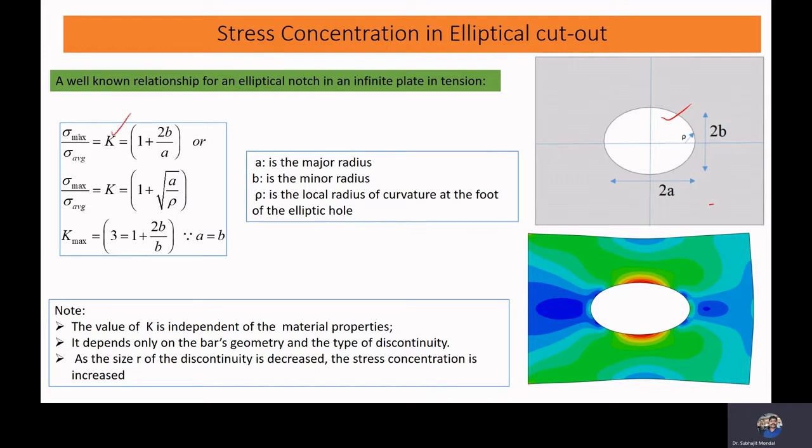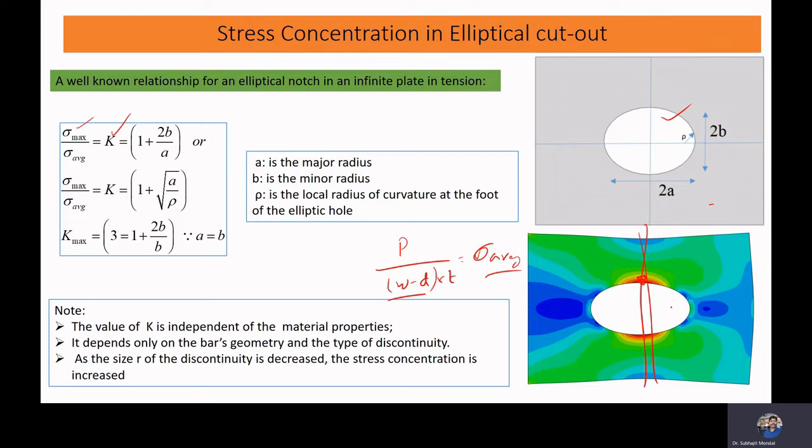Stress concentration factor K is equal to the maximum stress occurring in this zone divided by the average stress occurring here. Average stress is basically the total load P divided by (W minus D) times T, where D is the diameter of the hole. That is the average stress, sigma average. Now, if you know the average stress and the stress concentration factor, then we can find how much stress is occurring here.